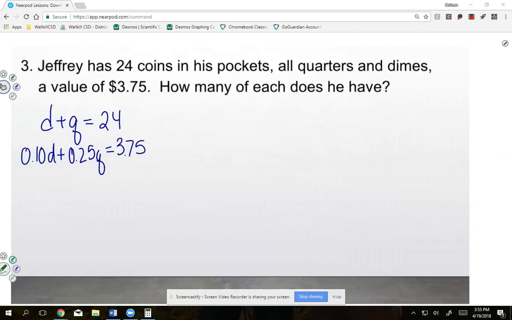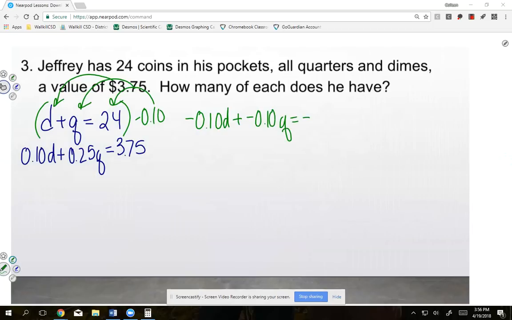Now, just like we did in the last one, we're going to multiply the top equation by one of the values of the coins and, of course, make it negative. So I'm going to take negative 10 cents and distribute across this equation to create an equivalent equation. We get negative 10 cents D plus negative 10 cents Q equals negative $2.40. Bring our second equation over, 10 cents D plus 25 cents Q equals $3.75. And then solve by eliminating.